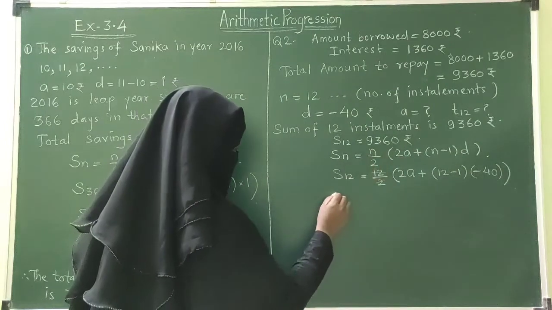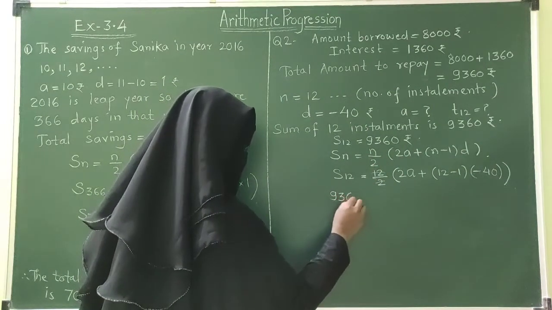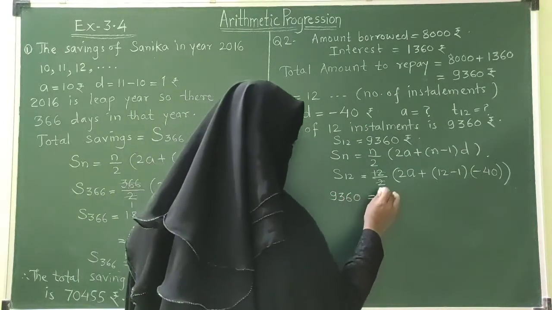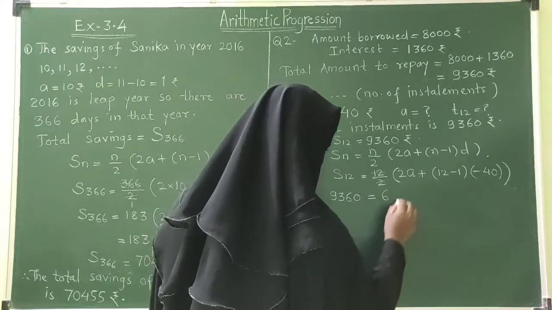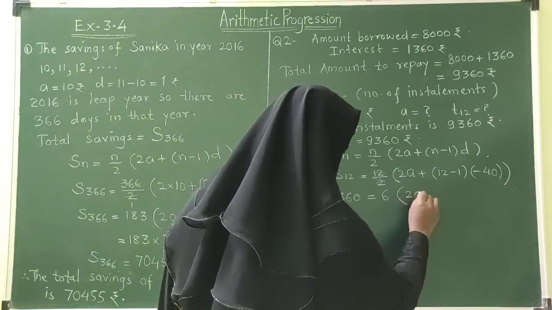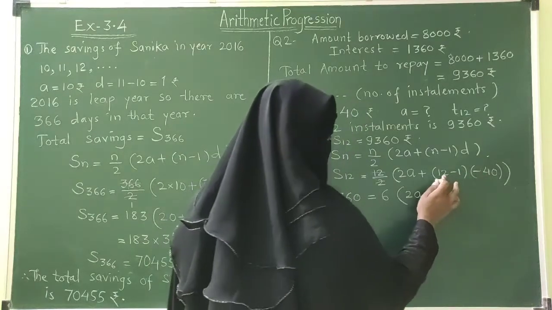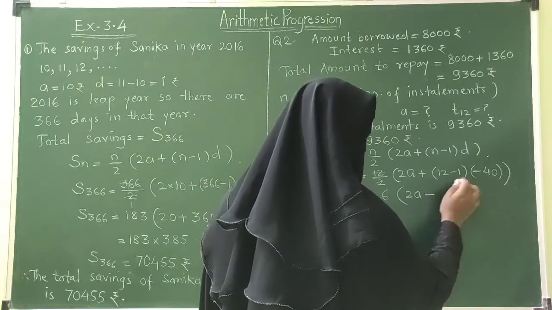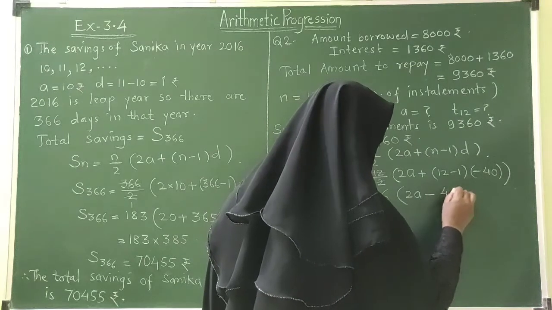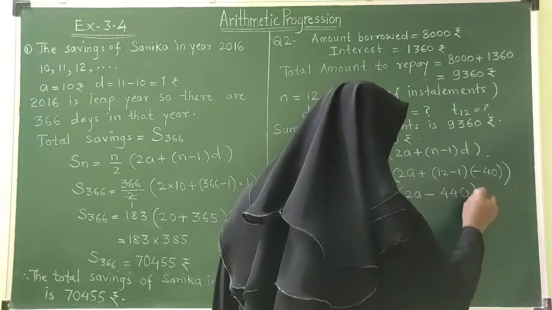S12 is given. 9360 is equal to 12 into bracket 2a plus 11 into minus 40, that is 12 into bracket 2a minus 440.